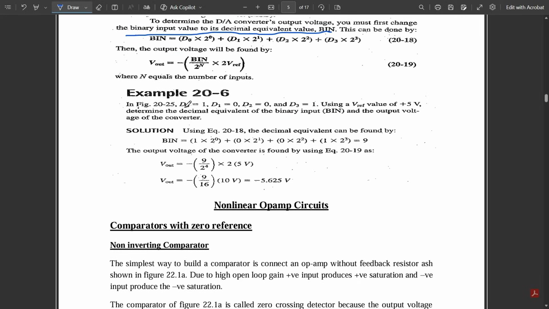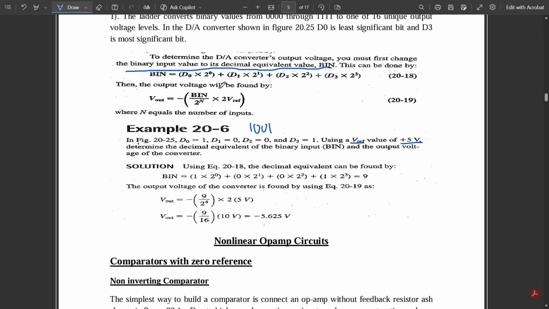With respect to that, they have given one example, with some values directly. They would give you one binary value that you need to mention in the form of 3 bits or 4 bits. Initially, this question is given as 1001. So here they have considered the values of d naught, d1, d2, d3 as 1001, and using V reference, they would give you the reference voltage, that is plus 5 volt. Based on that, you could calculate the value of V out and bin and get the answer.